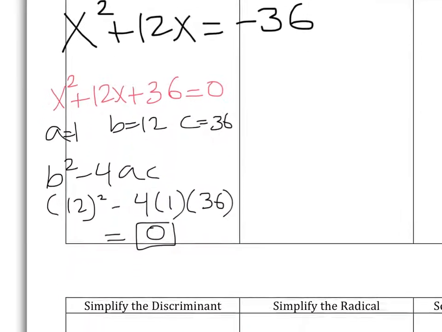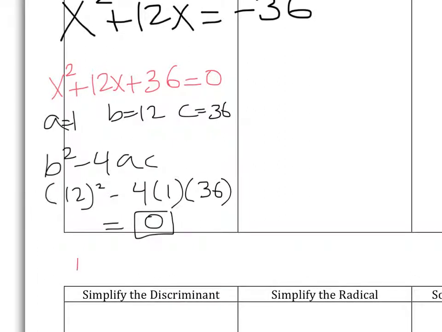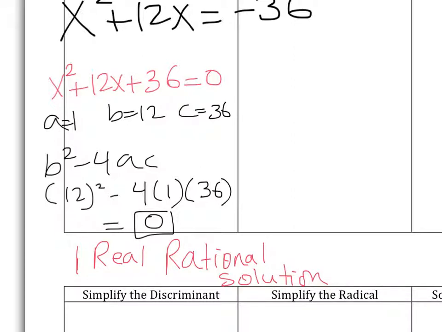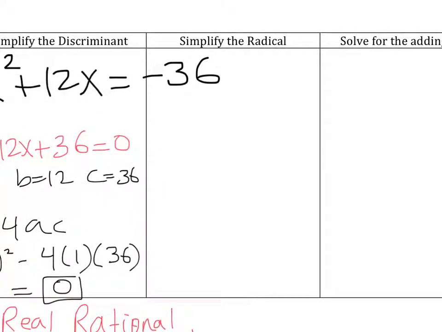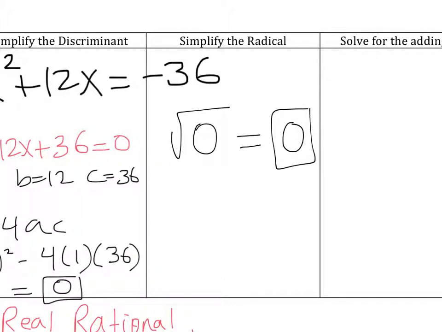Now what does that mean? It means I have only one real and rational solution. Why rational? We're going to see why in a minute. Now, remember, simplify the radical means you need to find the square root of 0. Now, the square root of 0 is just 0.